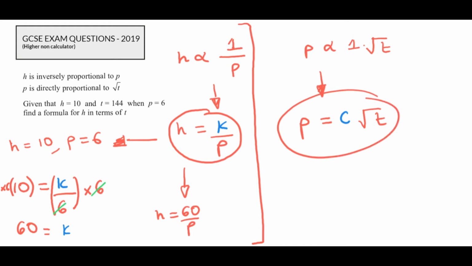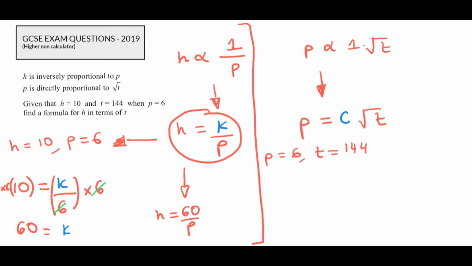So P is equal to C root T. Same thing. It says here, remember, we're trying to find the constant. We do that by what they've given us. They've told us P is equal to 6 when T is 144. So give me a second. P is equal to 6 when T is equal to 144. Now, let's do this together.